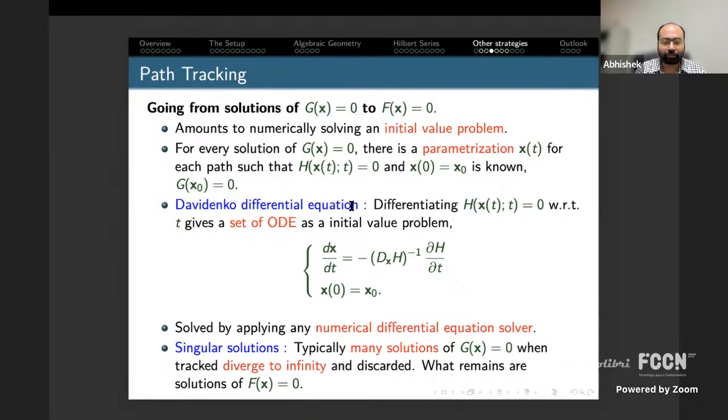And typically what will happen is that g of x will have many more solutions than f of x. And many of those solutions will get tracked and basically diverge to infinity. So you discard all those solutions. Whatever finite solutions remain are essentially the solutions for f of x equal to 0.